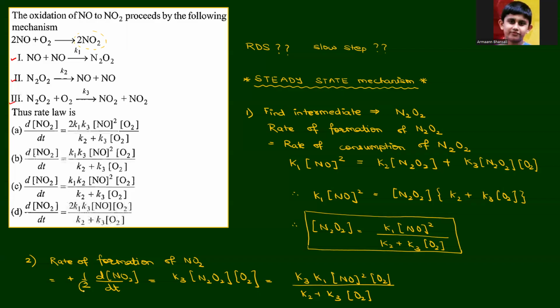ये जो 2 है वो आपको यहाँ मल्टीप्लाई करना पड़ेगा, तो फिर ये 2 न्यूमरेटर में दिखेगा. Your answer is A. यहाँ पर question actually रेट लॉ बोला है, तो ideally answer B होना चाहिए, but options में on the LHS they have just given dNO2 by dt. That is why the 2 needs to be shifted on the right, and that's why the answer will be A and not B.